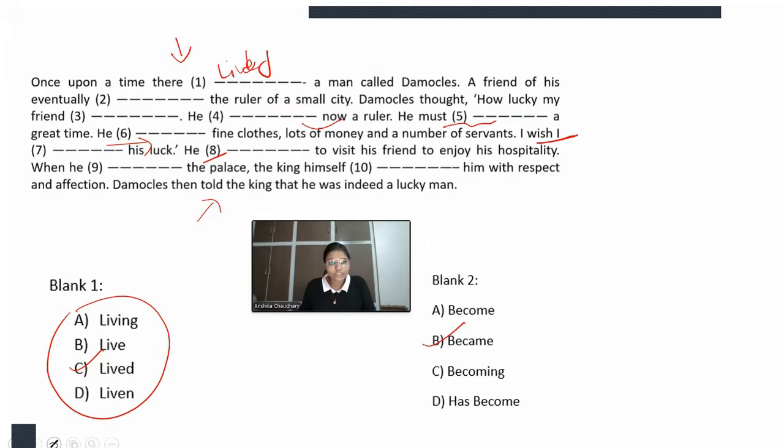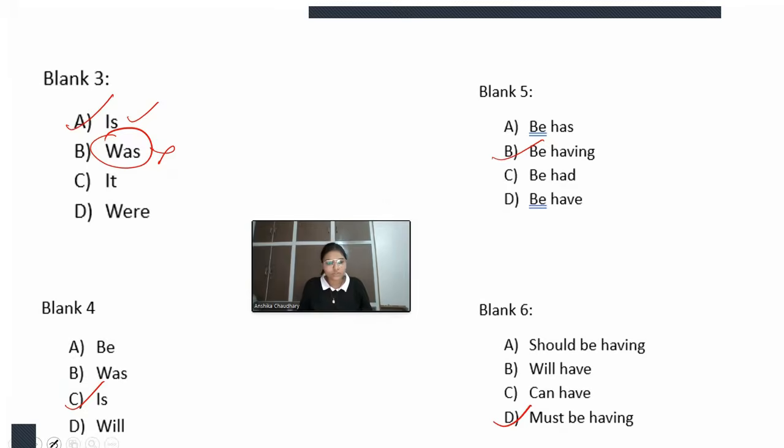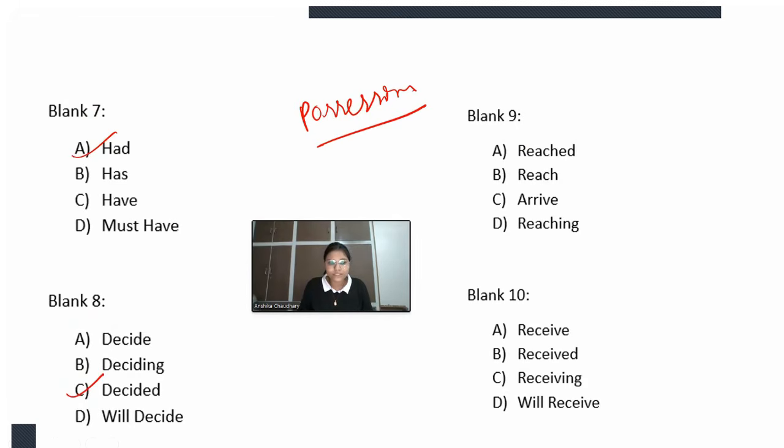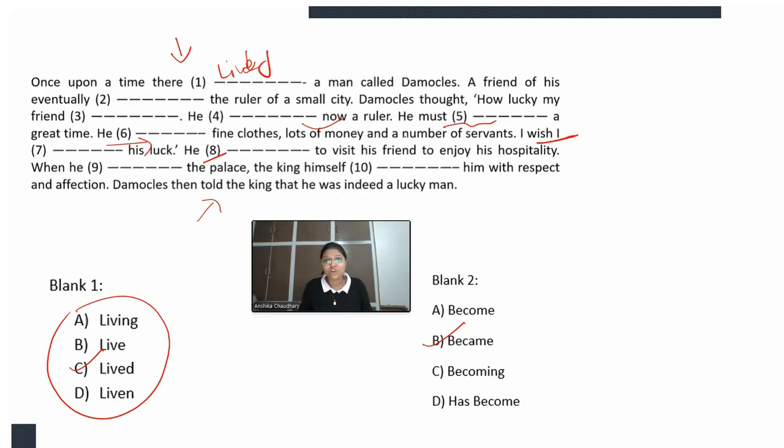According to the statement, he decided to visit his friend to enjoy his hospitality, right? Because we are talking about past, he decided to visit his friend for his hospitality. When he ___ the palace, like when the man went to the palace or something, we will be seeing accordingly.